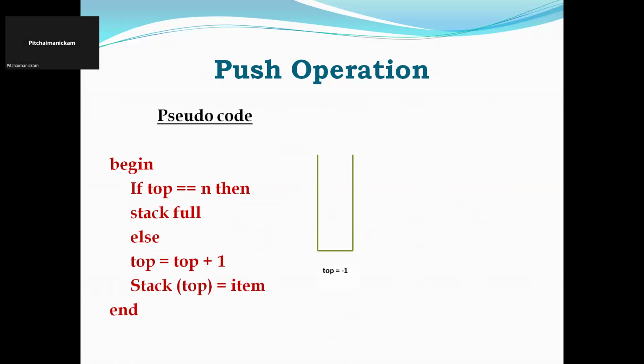Consider this example. Initially, the value of the top pointer is equal to -1. Now I insert an element into the stack with a push operation. I want to insert the element 10. I increment the stack pointer by 1: the top value is -1, so -1 plus 1 is equal to 0. The top value is now 0, and after that I insert the element 10 into the stack.